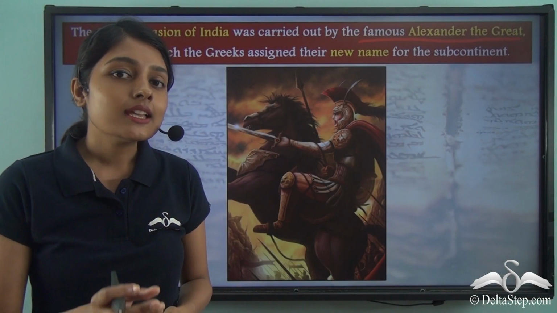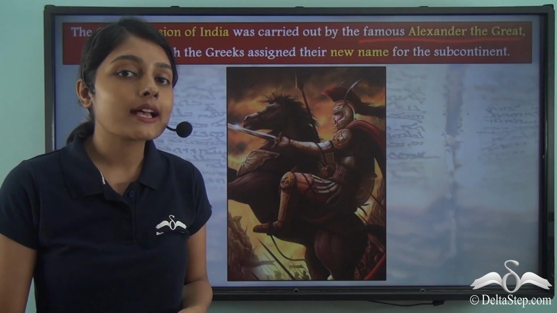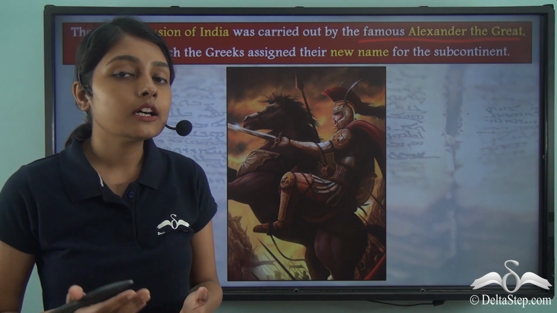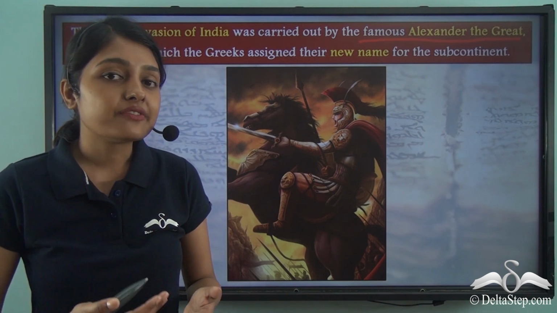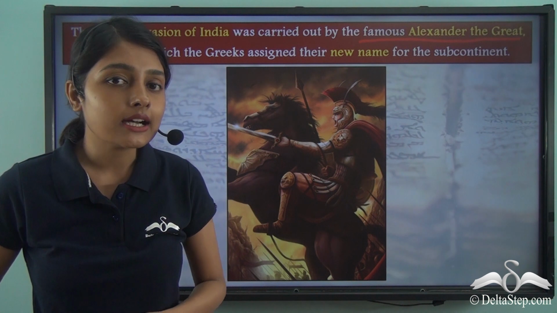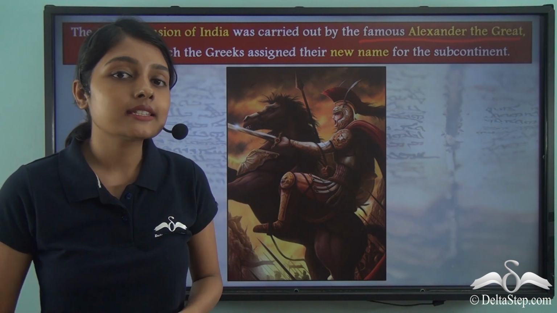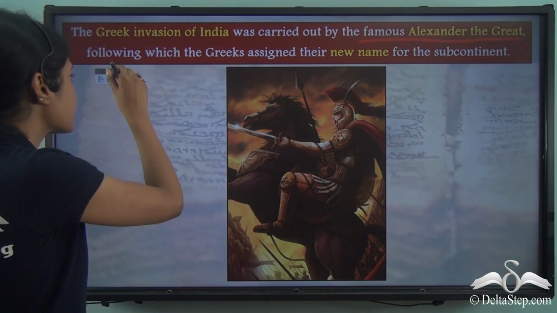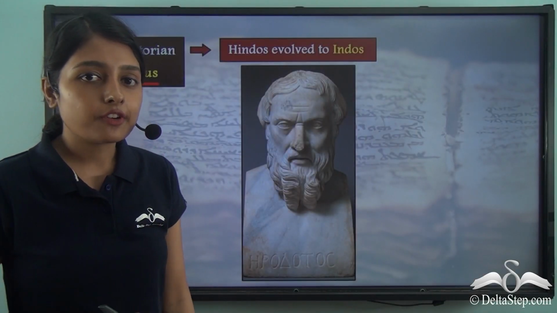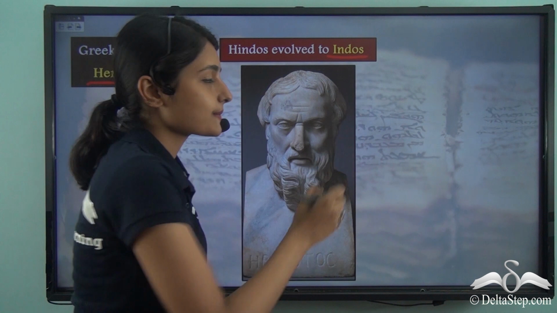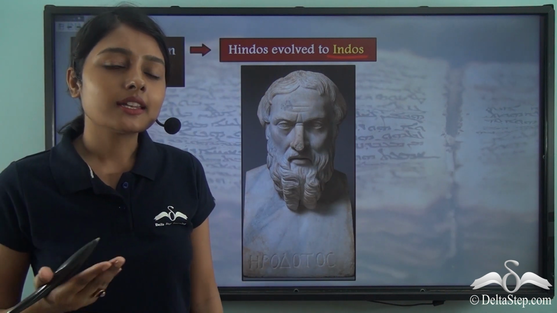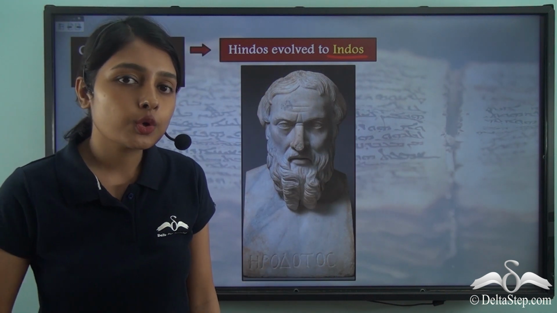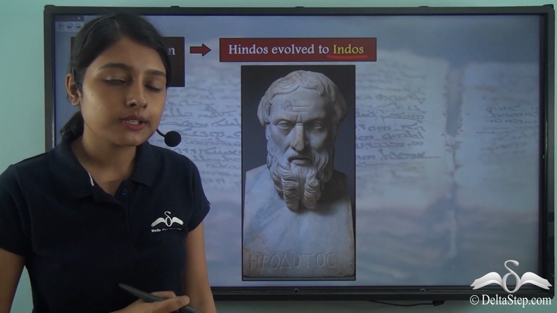Because previously Sindhu came to be known as Hindus under the Persian Empire. And when the Greeks came to India, they now gave this land a new name. What was it? Hindus now evolved to Indus. So how did the name of the land undergo this process of evolution?